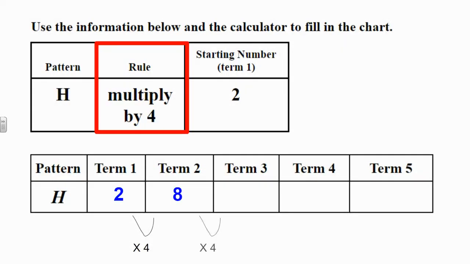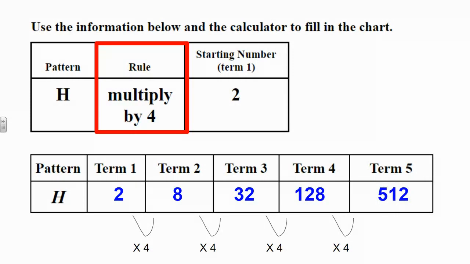And I'm going to do the same thing. The rule repeats. 8 times 4 is 32. Use the rule again. 32 times 4. Again, if I need to use a calculator, I can. 128. And last but not least, to go from term 4 to term 5, multiply by 4, and I get 512.